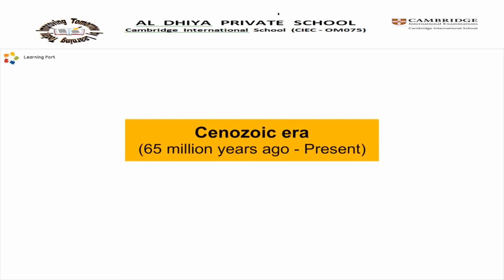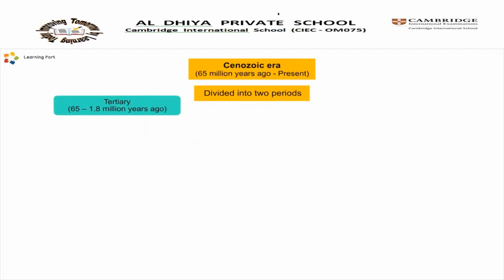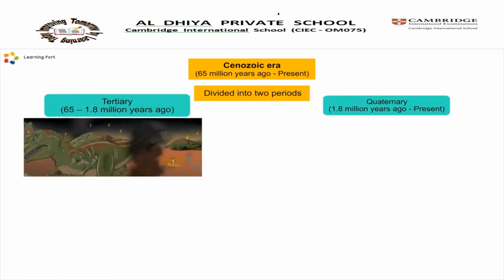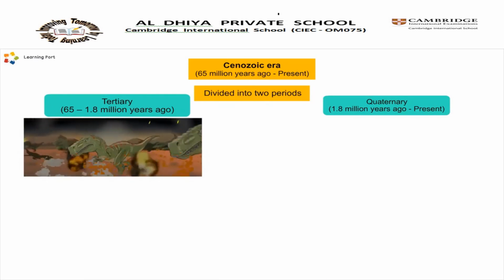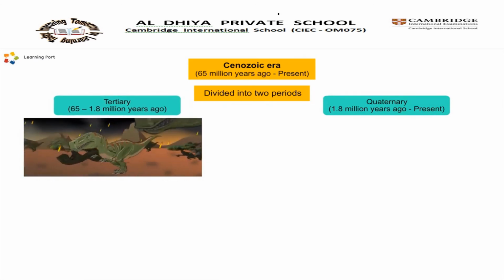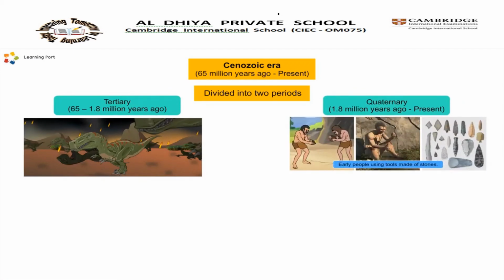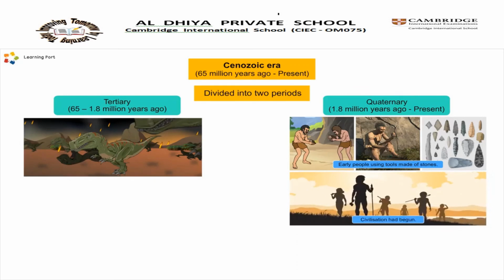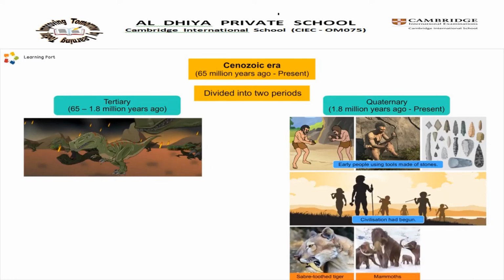The Cenozoic era began 65 million years ago and continues into the present. It is divided into 2 periods: Tertiary and Quaternary. The Tertiary period started with the disaster that killed nearly all the dinosaurs about 65 million years ago. The Quaternary period began about 1.8 million years ago, and we live in the Quaternary period. During this period, early people were using tools made of stone, and civilization had begun. Among the bigger mammals present during this period were the saber-toothed tigers, mammoths, and wolves.